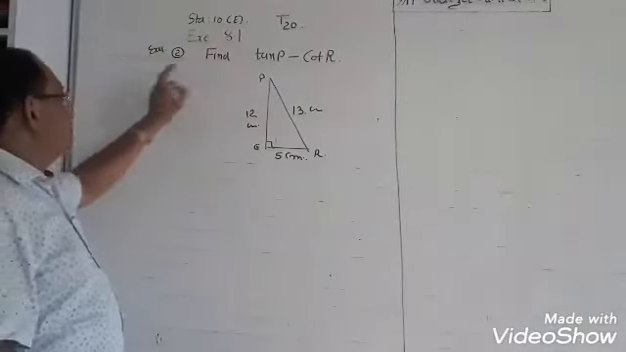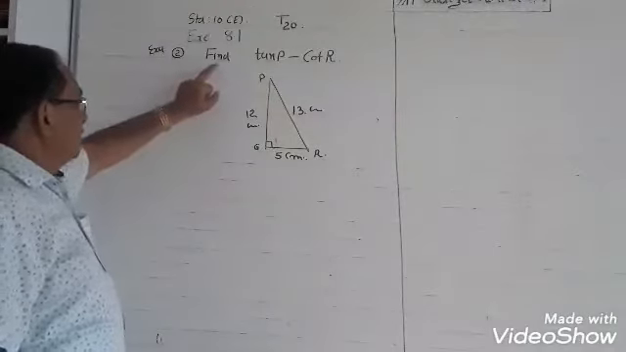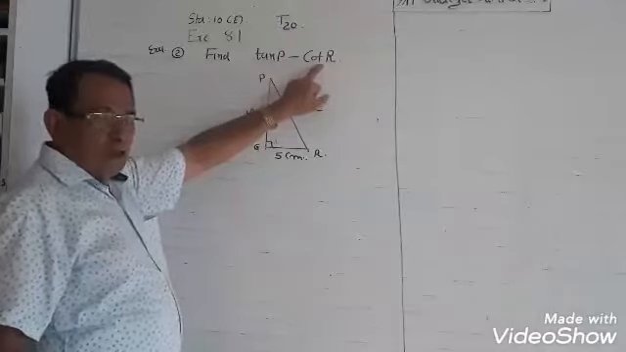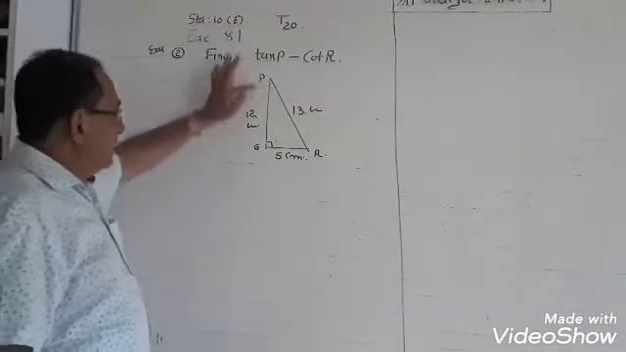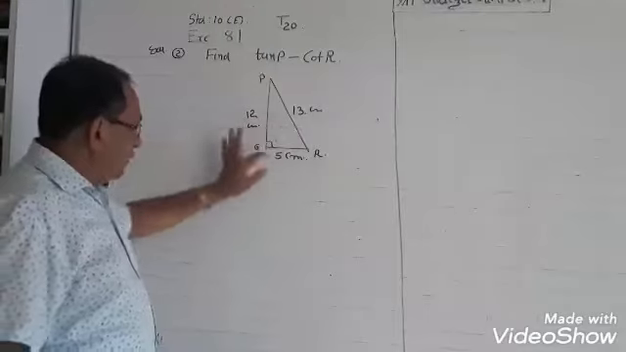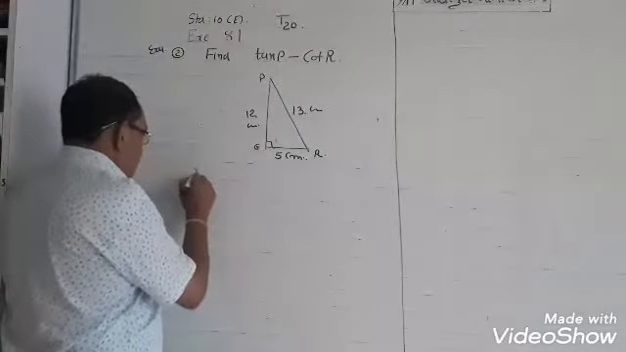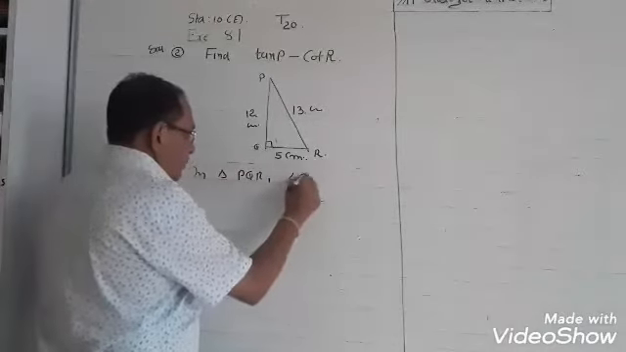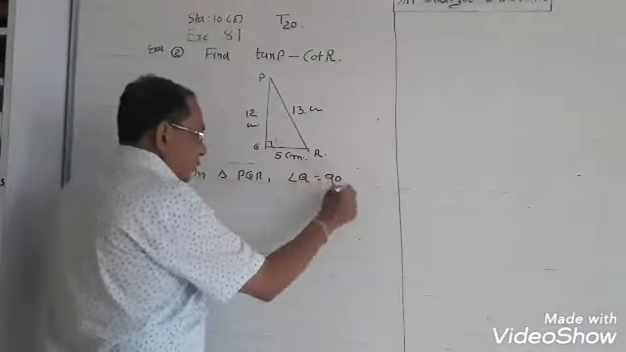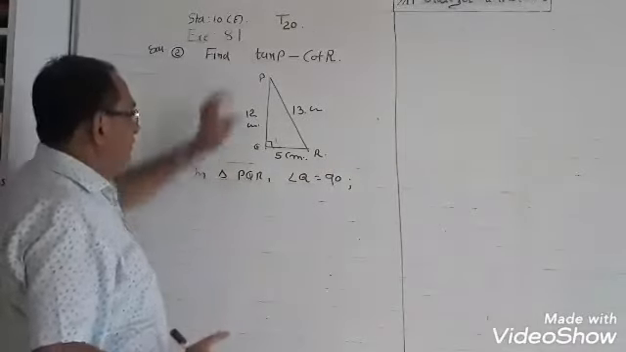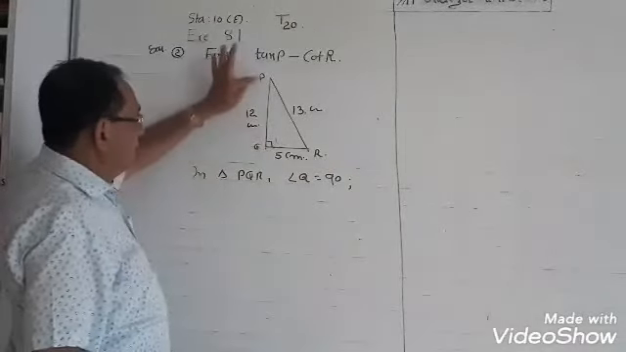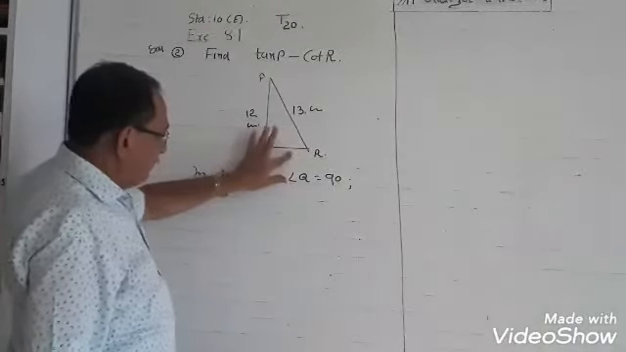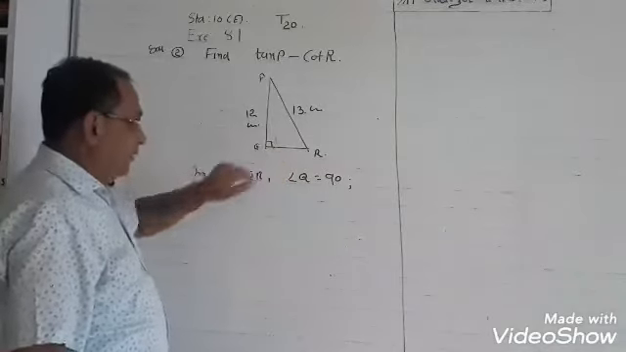Example number 2 of exercise 8.2. Find tangent of P minus cot R for the following figure. In triangle PQR, angle Q is 90 degrees. You are also given PQ is equal to 12 and PR is equal to 13.